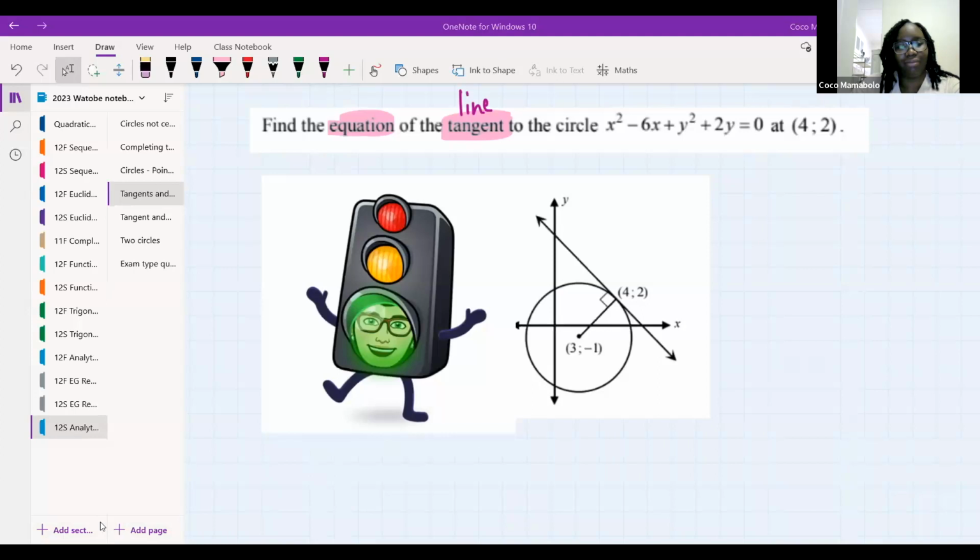You guys are really, really doing well. I love the focusing. Look at Lesero busy writing on the pen. Everybody's just on it.